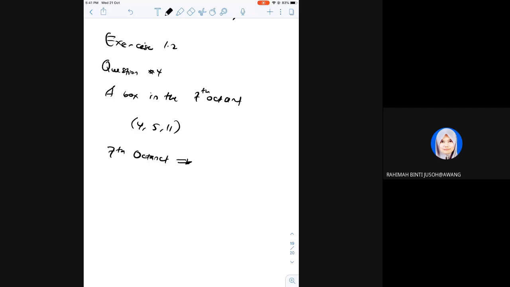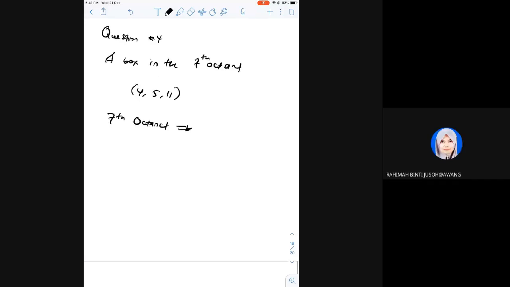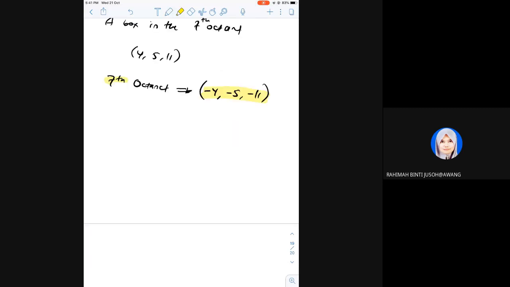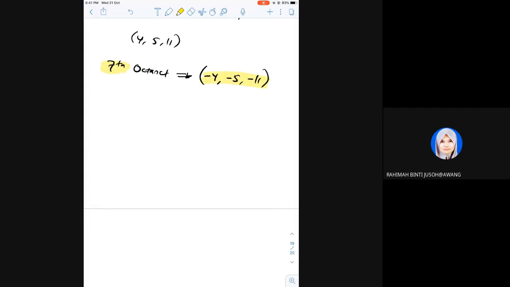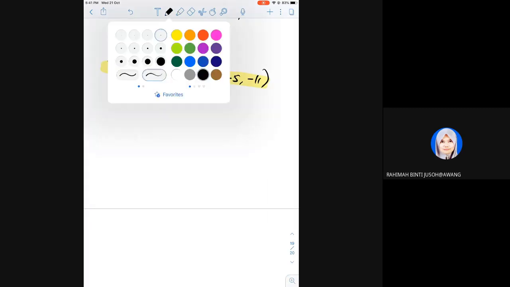7 octane ni sebelah bawah. And then sebelah belakang tadi kan? So dia jadi negative 4 di belakang, dia sebelah kiri kan? So negative 5 and 11 should be also negative. Okay, so this is the point. Kita punya reference point kita. Dia mesti semua negatif sebab soalan dia nak 7 octane, a box in the 7 octane. Okay, so jom kita plot kita punya graf ni.